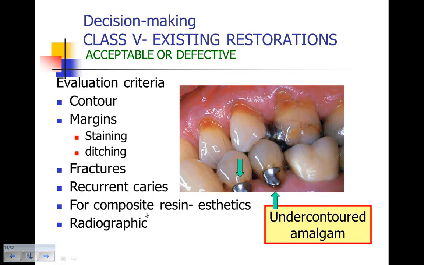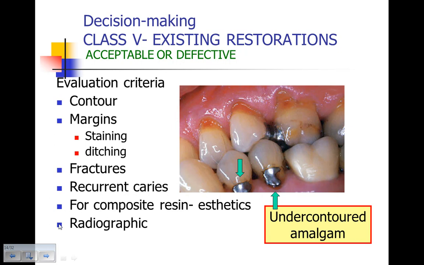So we're evaluating restorations as to whether they need to be replaced. We look at the contour. Are they over-contoured, under-contoured? What do the margins look like? Are they stained? Are they ditched? Are there fractures? Is there recurrent caries present? For composites, certainly the patient will point out and say, I don't like the way it looks. The diagnosis is UGLY, it's ugly, and we're going to replace it.